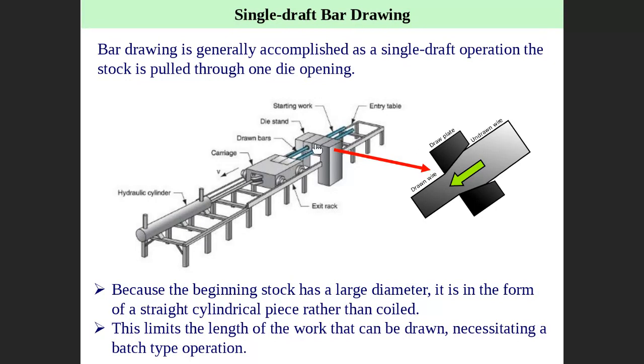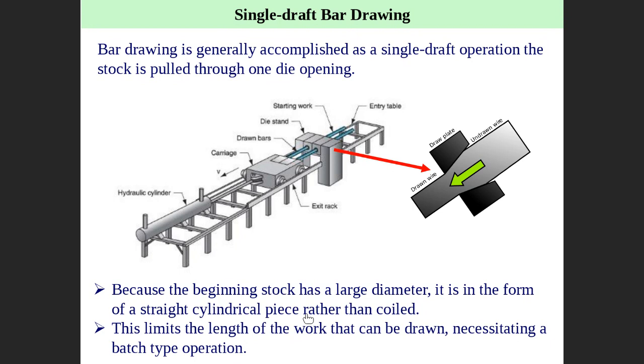This is a single draft operation. Stock is pulled through here. We're pulling with a hydraulic cylinder, and this is what we call a carriage to hold the parts. We're pulling the two parts together. This carriage holds the two parts, and this hydraulic system pulls it. So this is a single draft operation to pull the bar through one die opening to reduce it.